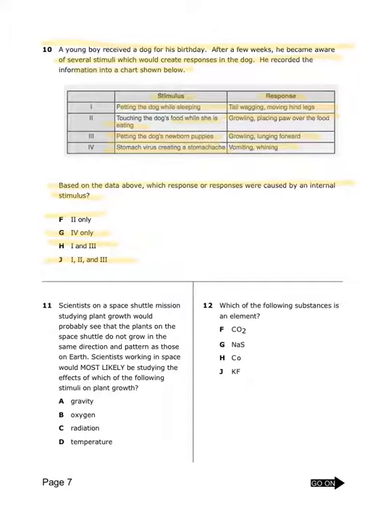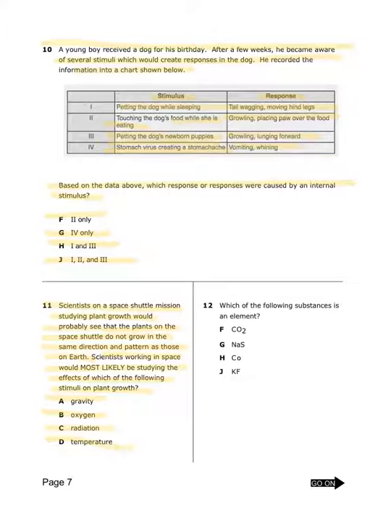Number 11. Scientists on a space shuttle mission studying plant growth would probably see that the plants on the space shuttle do not grow in the same direction and pattern as those on Earth. Scientists working in space would most likely be studying the effects of which of the following stimuli on plant growth? A. Gravity. B. Oxygen. C. Radiation. D. Temperature.